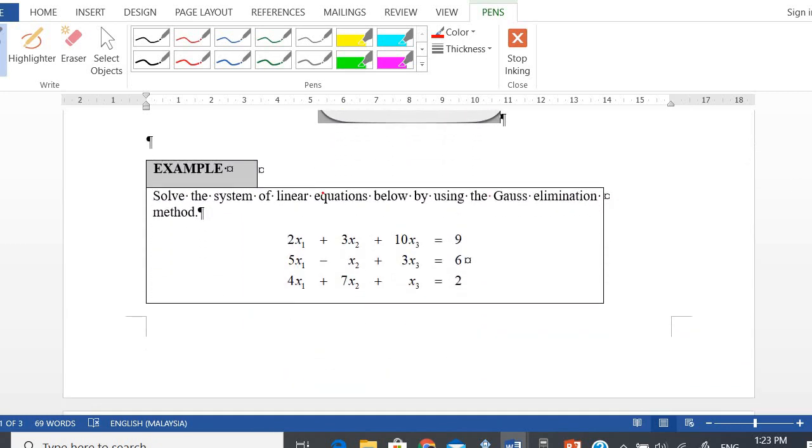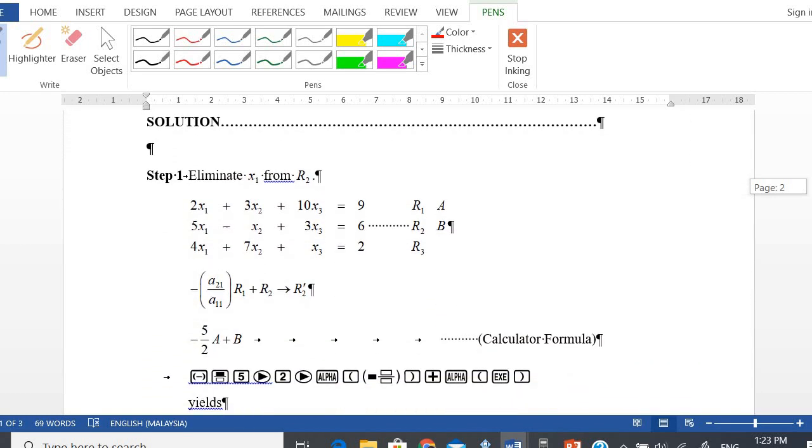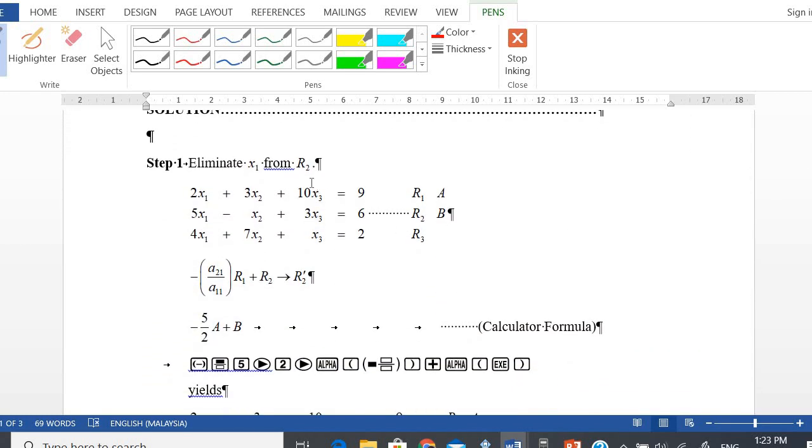For example, solve the system of linear equations below by using the Gauss elimination method. For the solution, the first step, we need to eliminate x1 from row 2. We need to make this one become 0.